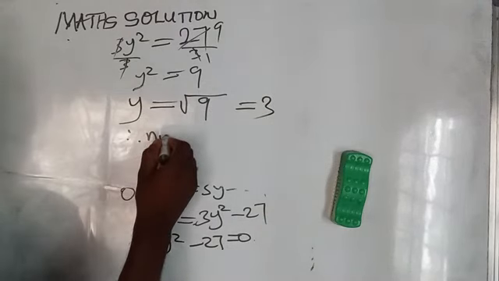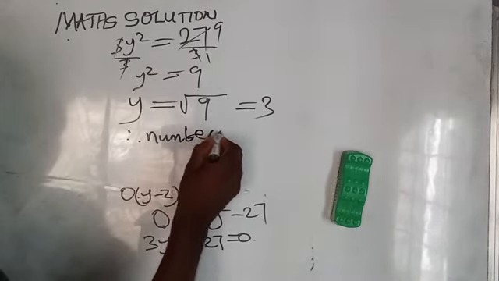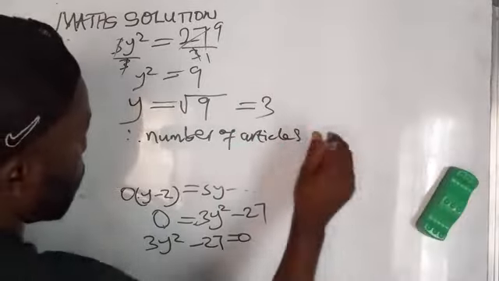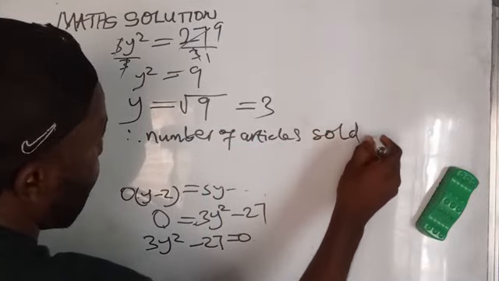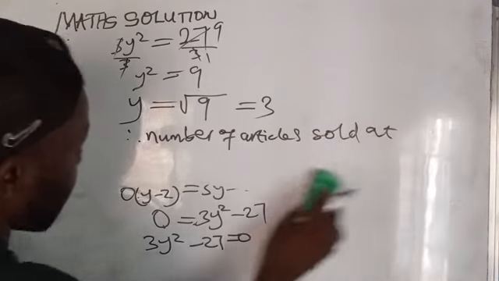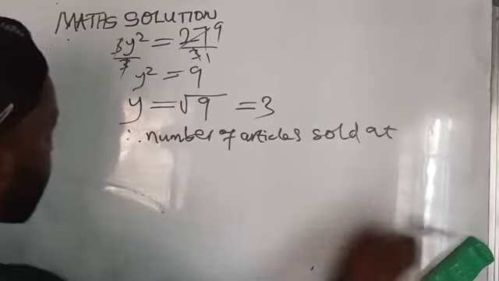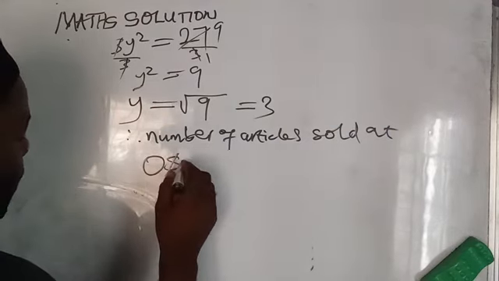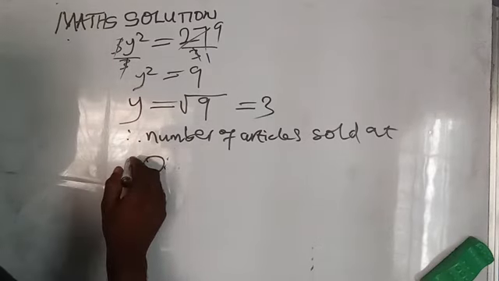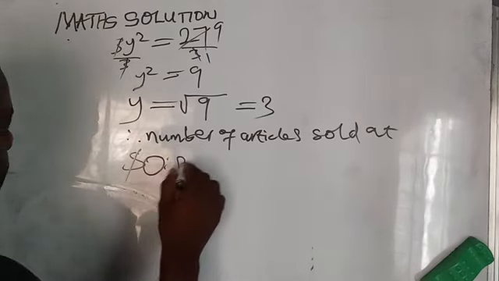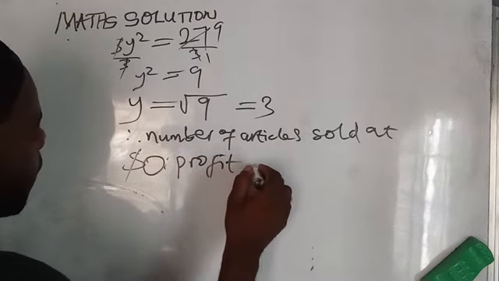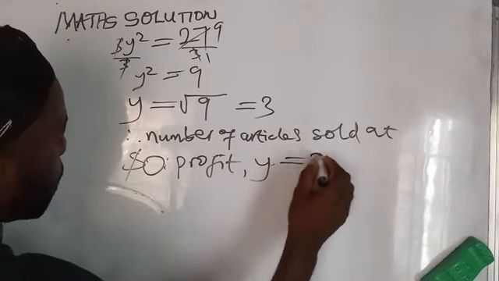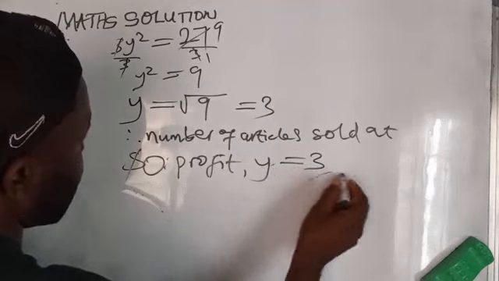Therefore, the number of articles sold at $0 profit, which is y, is equal to 3. This becomes your answer.